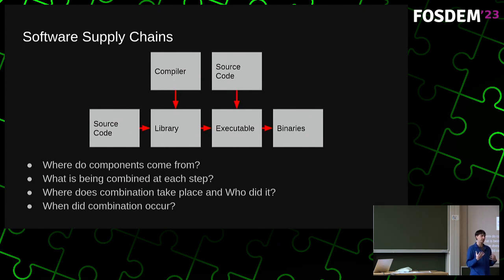We need to know what has been combined at each stage. Did we take this library from this other project and put it into what we're currently working on? Does it pull in some dependencies from somewhere? Things like that.